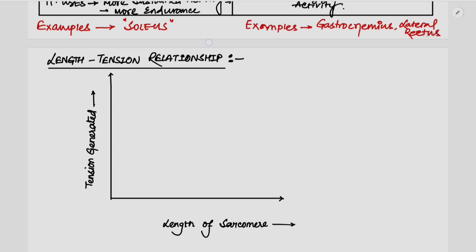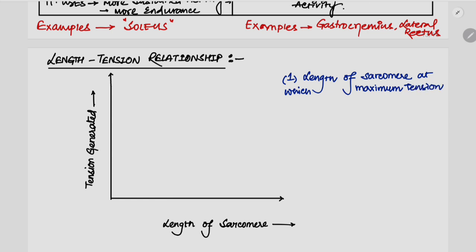The length of a sarcomere at which maximum tension is generated is known as the optimum length, right? So the first point is: the length of the sarcomere at which maximum tension is generated is known as the optimum length.